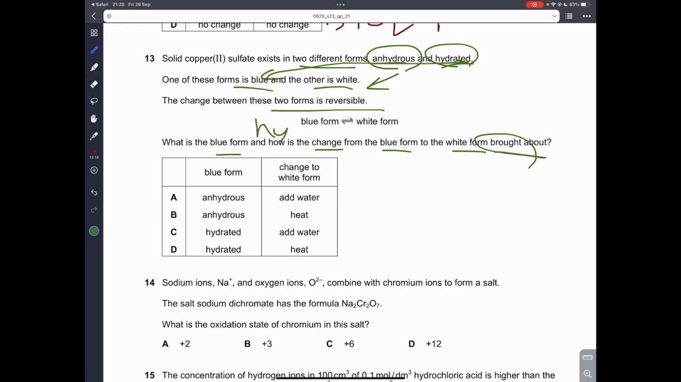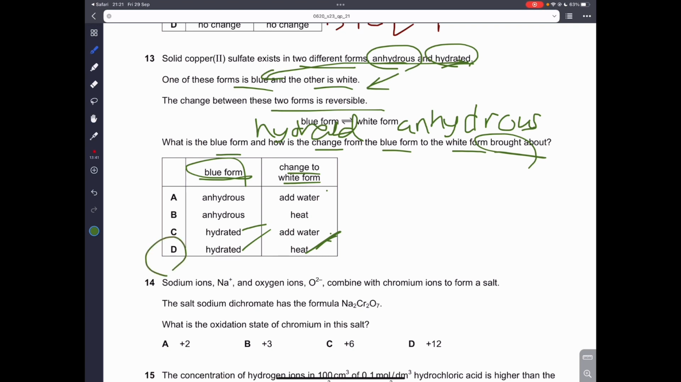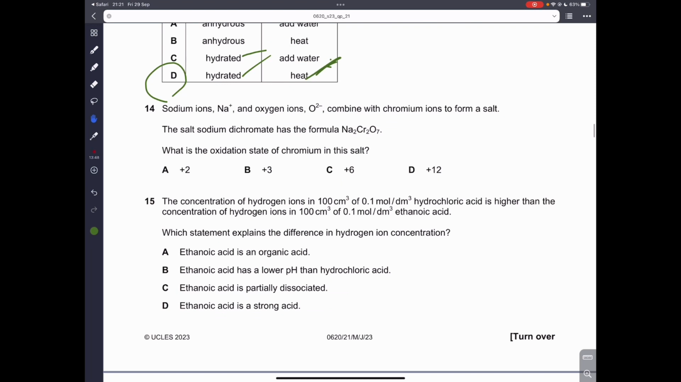So we know that the blue form is the hydrated crystal and the white form is the anhydrous, which has no water of crystallization. There is no water chemically combined to the copper sulfate compound. So the blue form is hydrated. It changes to a white form if you heat it up. The water is going to evaporate and break the bonds of the chemically combined water. So D is the correct answer.